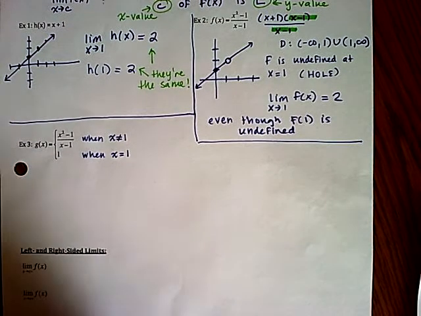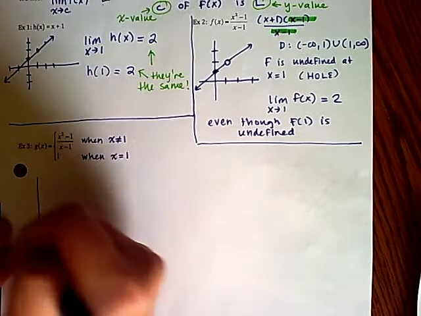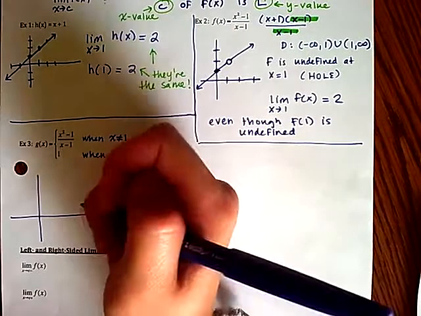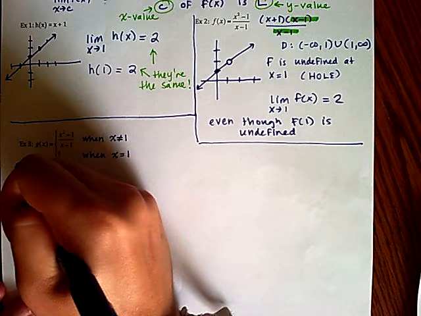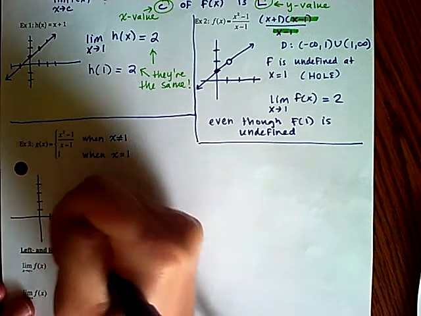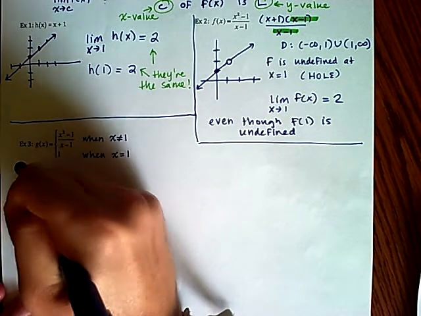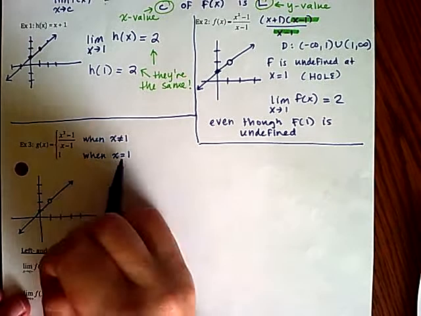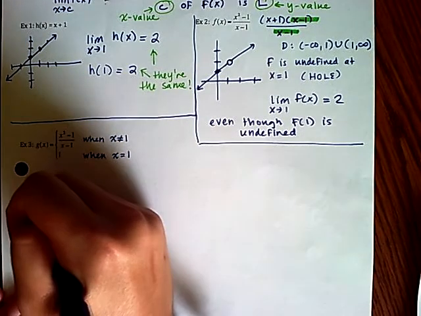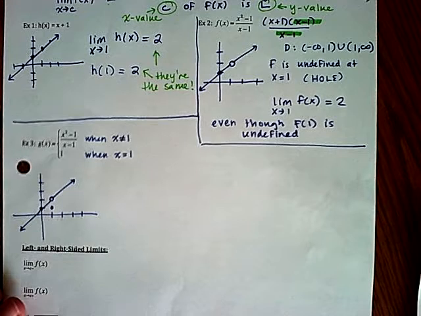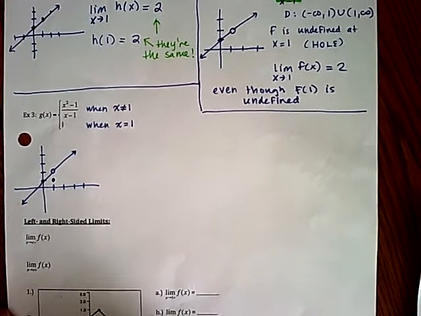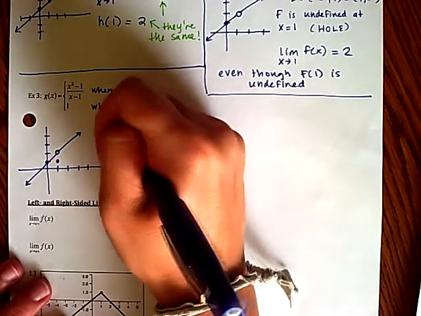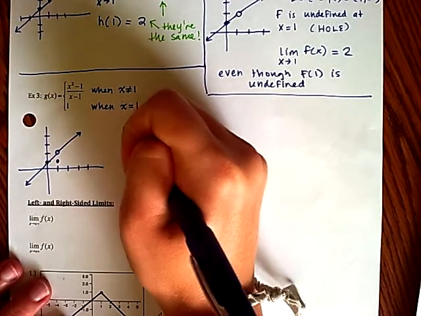Okay, so now what does this graph look like? Well, the first chunk looks exactly like example 2. So I'm going to redraw that. And then when x is 1, we have the value of 1. So I should have a dot at the point 1, 1. Okay, so now we're once again going to think about what is the limit as x goes to 1 of g of x.